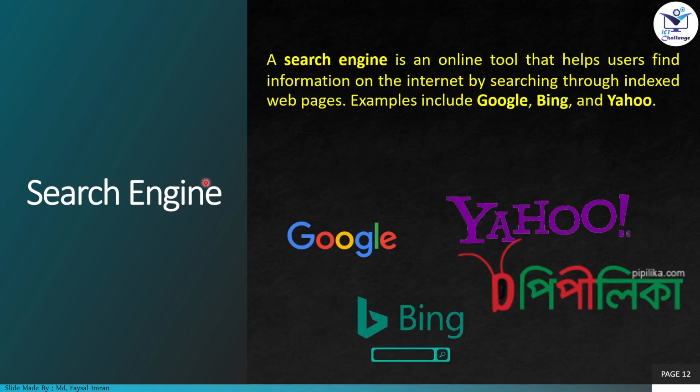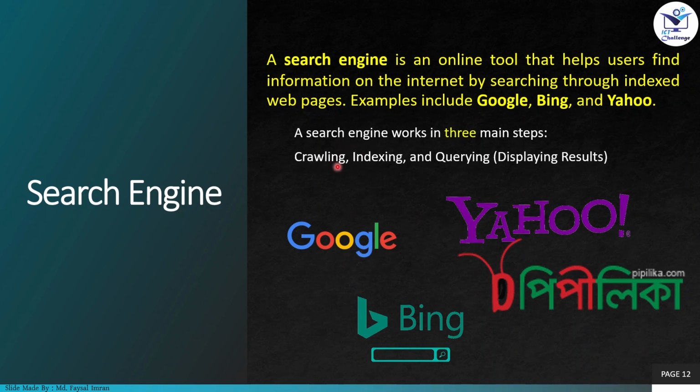Now let's talk about the search engine. So what is a search engine? A search engine is a kind of online tool that helps us find information and many things from the internet, or from the server. We have examples like Google and Yahoo. We also have a search engine in Bangladesh, called Pipilika. Microsoft has its own search engine, called Bing. The most popular search engine right now is Google. So how does a search engine work? A search engine works in three main steps. We can call those steps crawling, indexing, and querying.